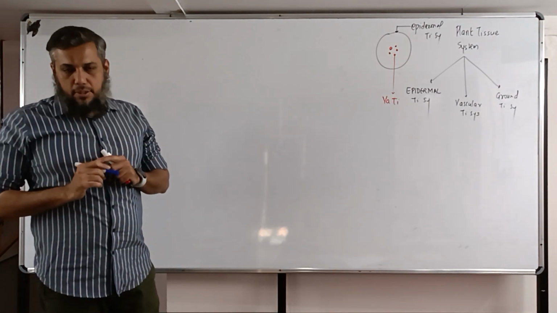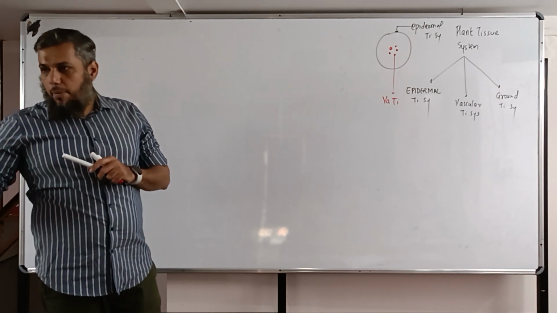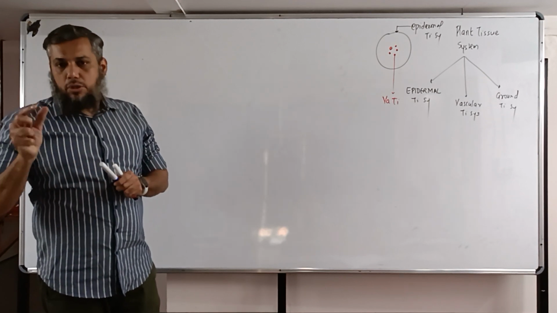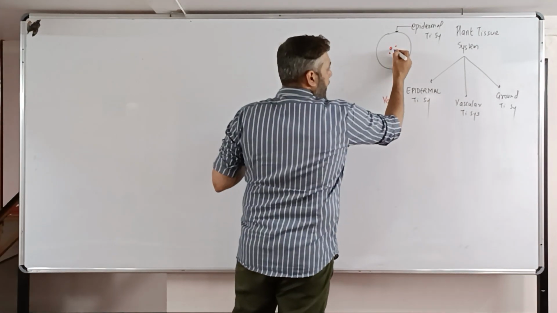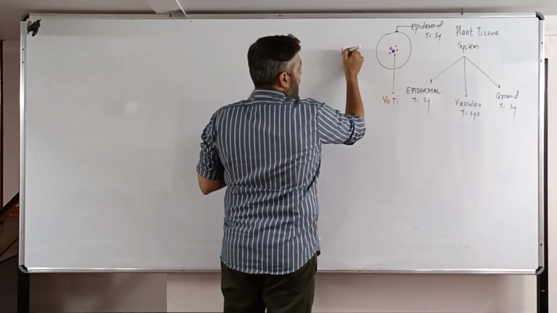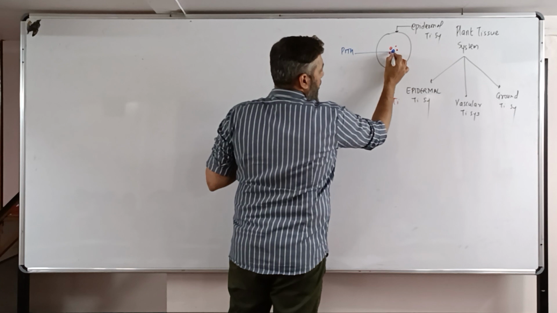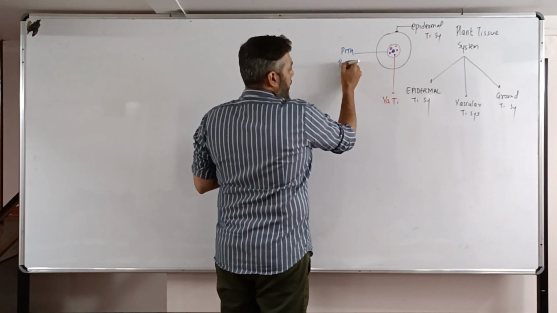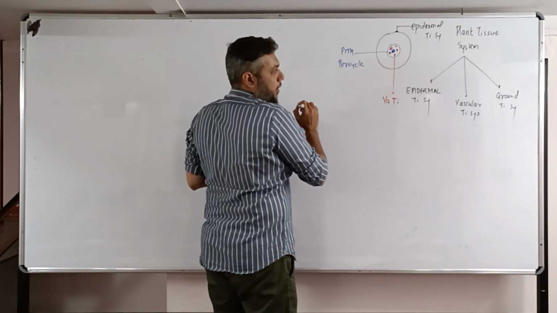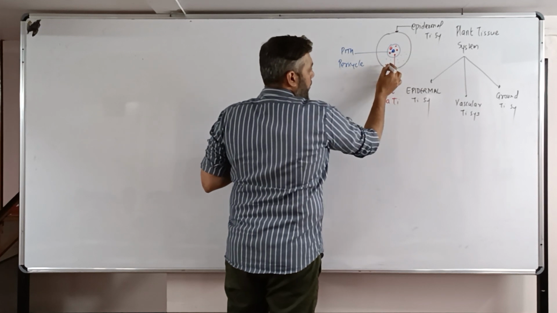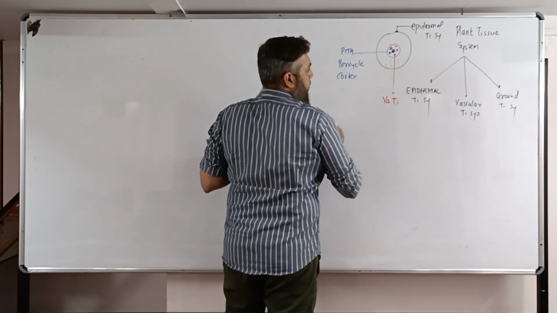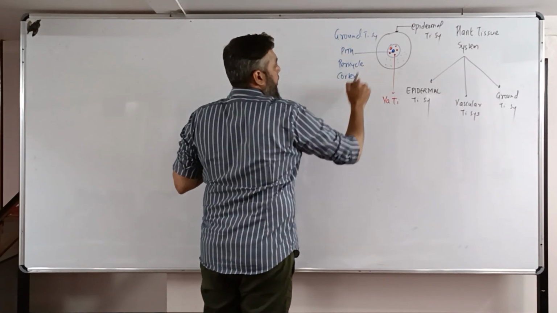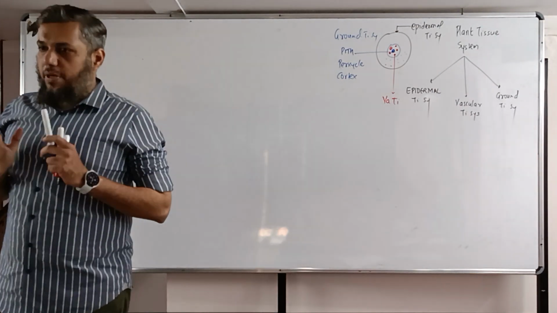Other than the epidermal and vascular, the rest of the tissue system is called the ground tissue system. Do you see this blue circle in the middle? Give me yes or no. Yes. It is called pith. And do you see this line? It is called pericycle. And this cell is called the cortex. This all comes under which tissue system? Ground tissue system. Understood the basic idea?